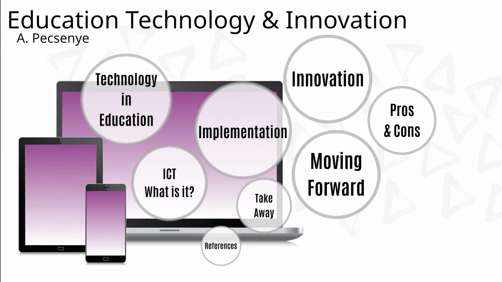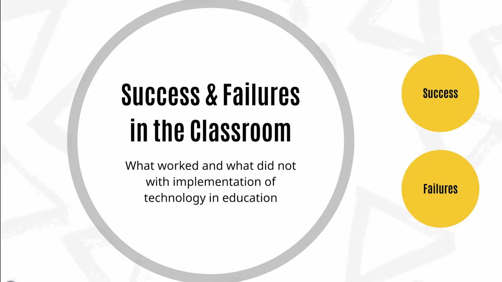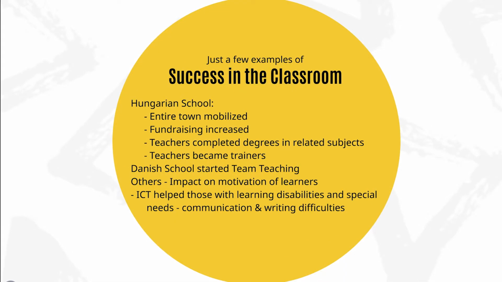Moving on to pros and cons. Success and failures in the classroom. Let's talk about what worked and what did not with implementation of technology in education. Here's a few examples of success in the classroom based on certain articles. One Hungarian school was able to get their entire town mobilized. Fundraising then increased. Teachers completed degrees in related subjects, and then the teachers became trainers for other areas.